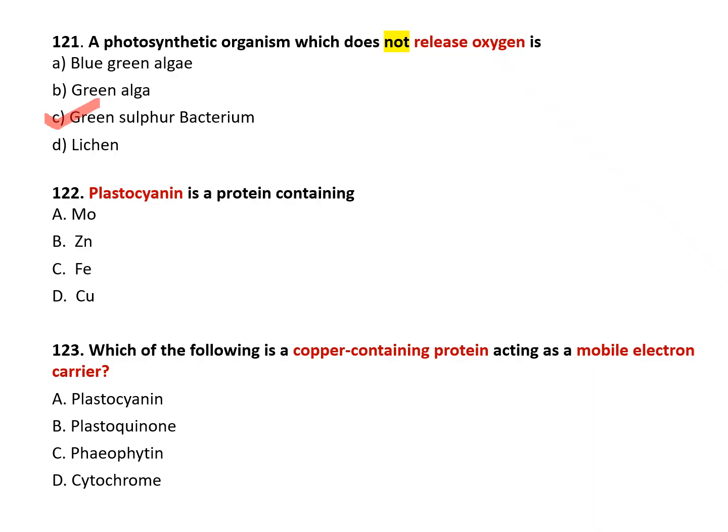The next question, number 122. Plastocyanin is a protein containing: option A, molybdenum; option B, zinc; option C, iron; option D, copper. The correct answer is option D, copper. The next question, number 123. Which of the following is a copper containing protein acting as a mobile electron carrier? Option A, plastocyanin; option B, plastoquinone; option C, pheophytin; option D, cytochrome. The correct answer is option A, plastocyanin.